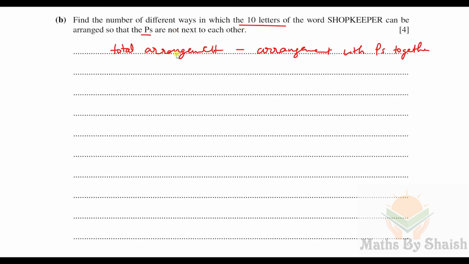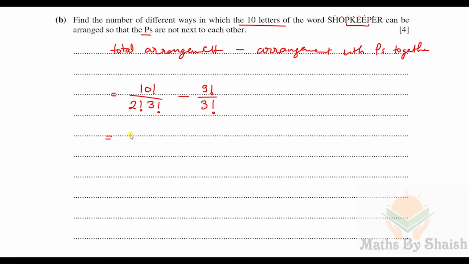And total arrangements, there are 10 letters, so it would be 10 factorial, divided by 2 factorial because there are 2 p's, and divided by 3 factorial because there are 3 e's as well, minus the arrangements with p's together. If p's are together, then we take these 2 p's as 1, so we are left with 9 letters, and it becomes 9 factorial. And since there are 3 e's in that case, it would be 9 factorial upon 3 factorial. And we will calculate this now.